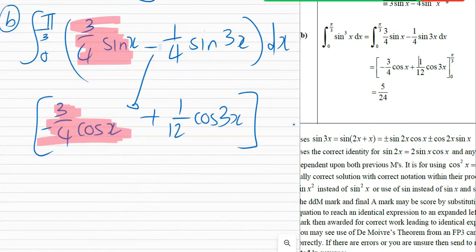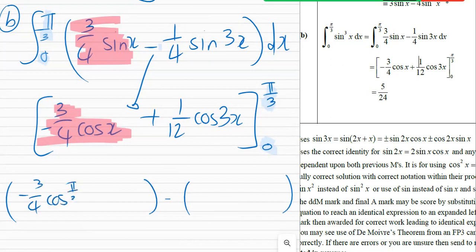Now, don't forget, if you put in your 0, it goes at the bottom, same order. Top is first, bottom is second. So open up your brackets, and then you're going to be minusing the one with 0 in. So the first one, 3/4 cosine pi/3 plus 1/12 cosine 3 times pi/3.